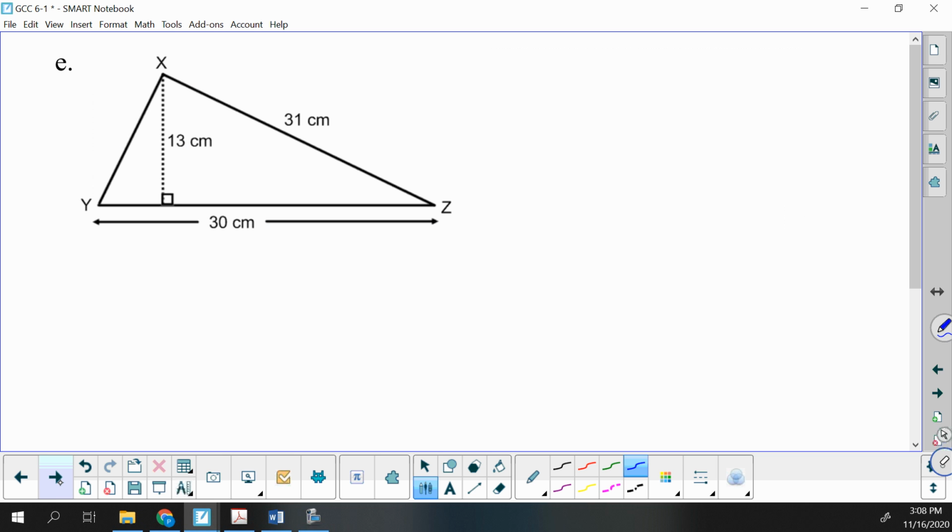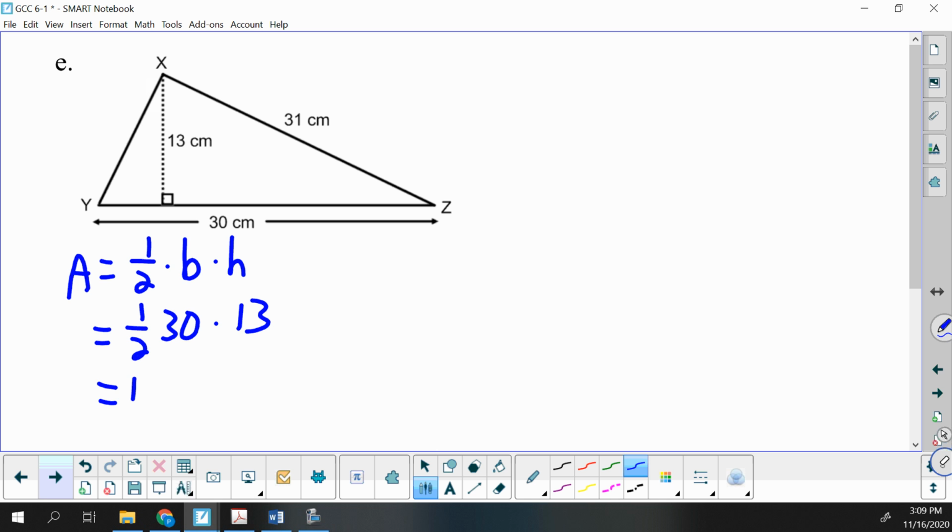Next one, we just have a triangle. Hopefully this one is somewhat straightforward. We have 1/2 the base times the height. So that's just 1/2 times 30 times 13. And we'll give you a moment to punch that in your calculator. And we should get 195 centimeters squared.